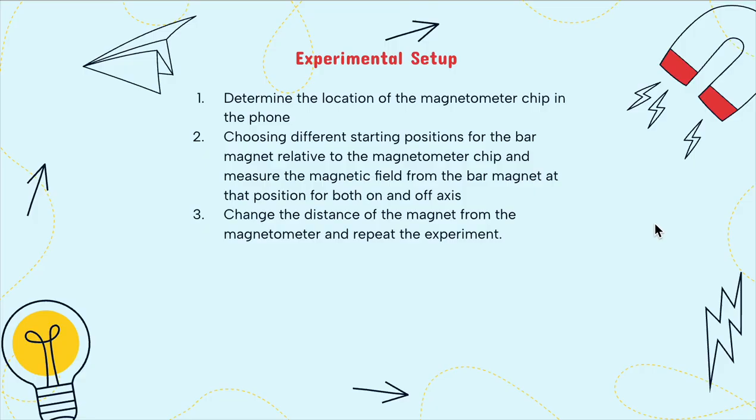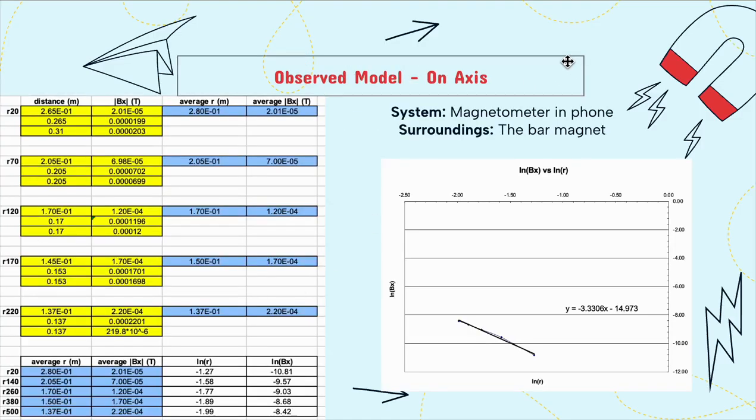Then we tracked these magnetic measurements in Excel sheets in order to determine the values that I had spoiled at the start as well. And then third, we changed the distance of the magnet from the magnetometer and repeated the experiment several times in order to get that linearized equation.